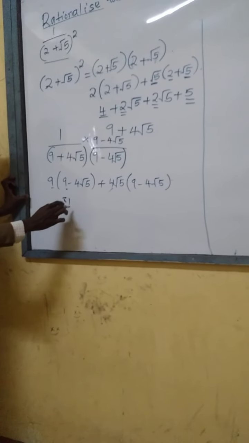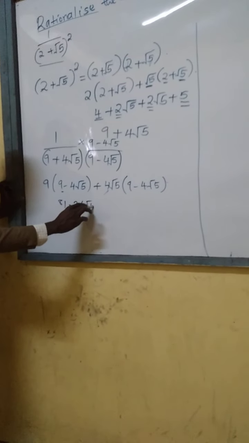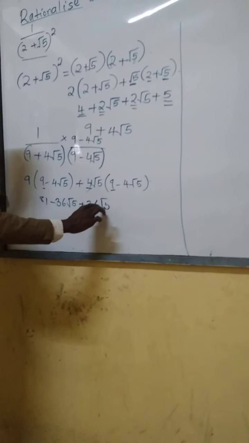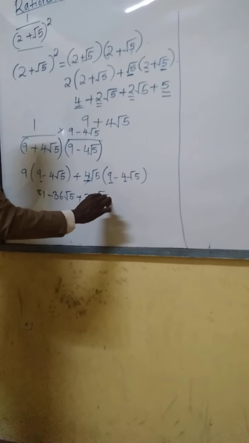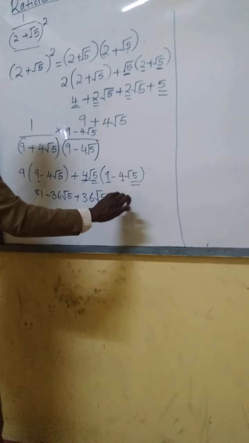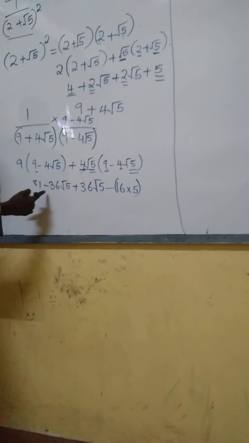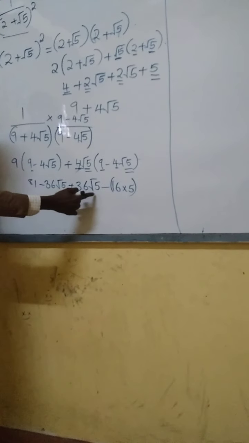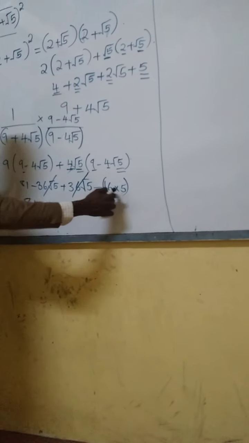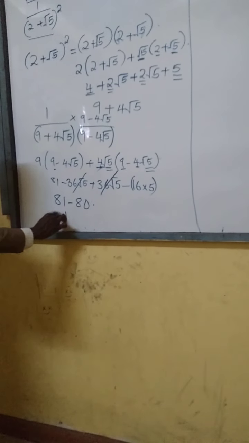9 times 9 is 81, minus 9 multiplied by 4 is 36 root 5, plus 4 times 9 is 36 root 5. Then 4 root 5 times 4 root 5 is 16 by 5, which is 80. Now we simplify and collect like terms: negative 36 root 5 plus 36 root 5, so this one and this one will go. Now we have 81 minus 80, giving us 1.